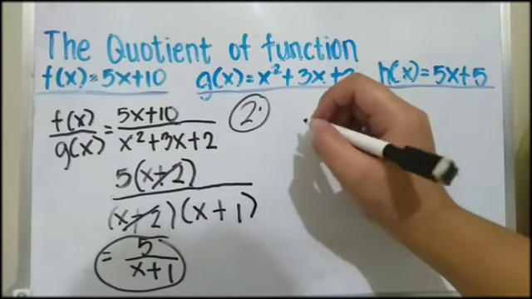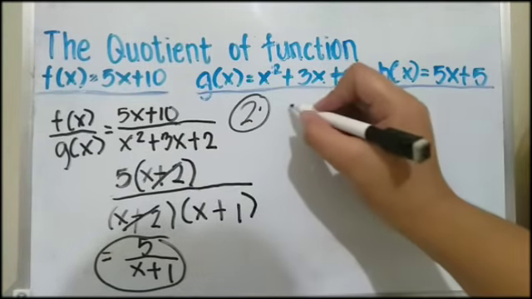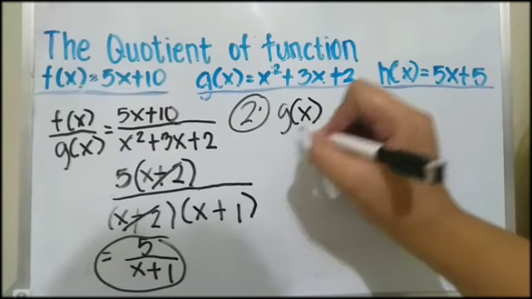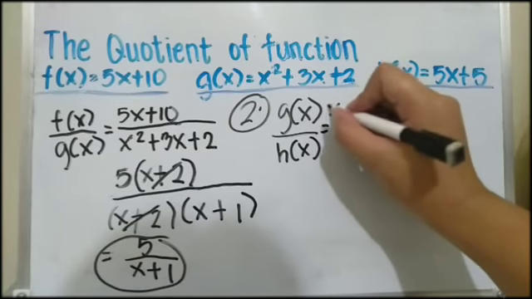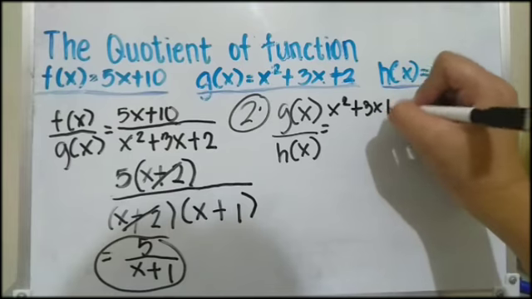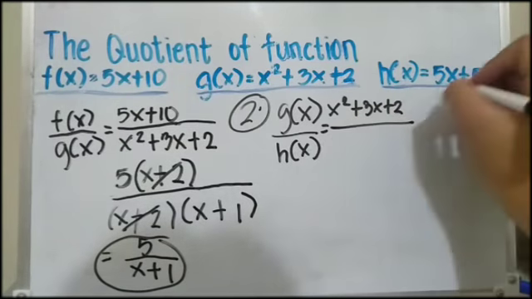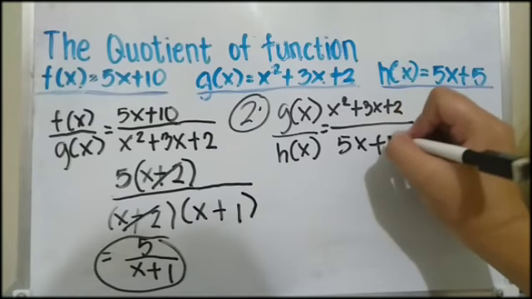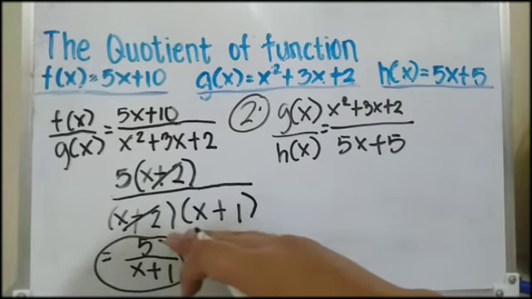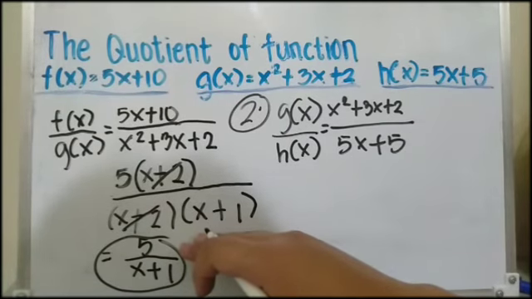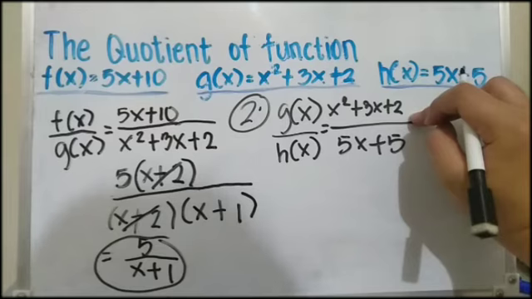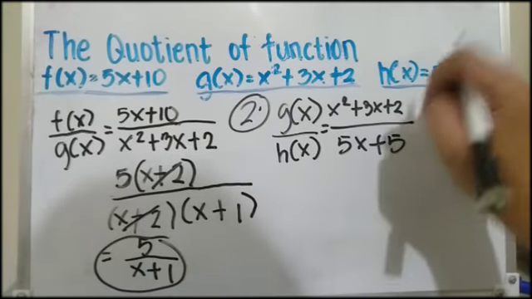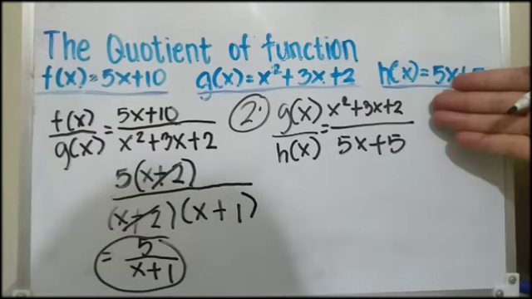So let us proceed to example number 2. We are going to find the value of g(x) over h(x). So g(x) is x squared plus 3x plus 2, and h(x) is 5x plus 5. Same as we did before, since the numerator is a general trinomial in the form x squared plus, we are going to factor the numerator.